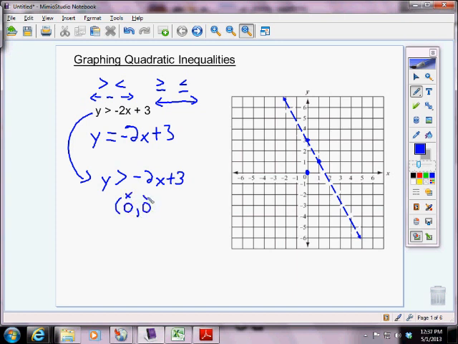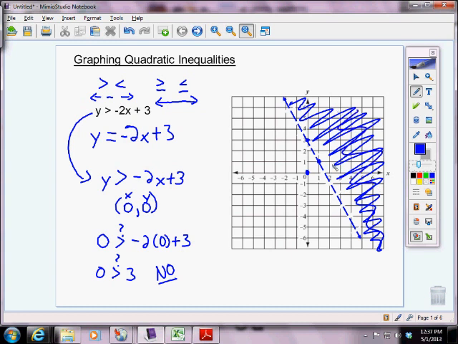My x value, my y value. Now plug it in for x and y here. Is 0 greater than negative 2 times 0, because that's my x value, plus 3? Is 0 greater than, negative 2 times 0 is 0, plus 3 is 3. Is 0 greater than 3? The answer is no. So this point here is not a solution, so you shade the opposite side of the line.